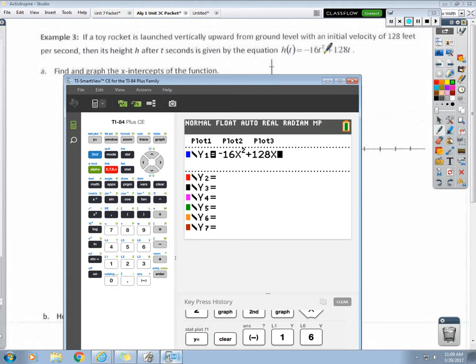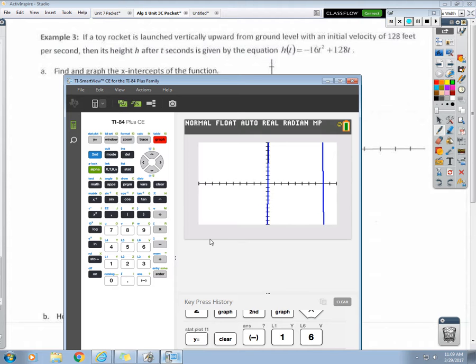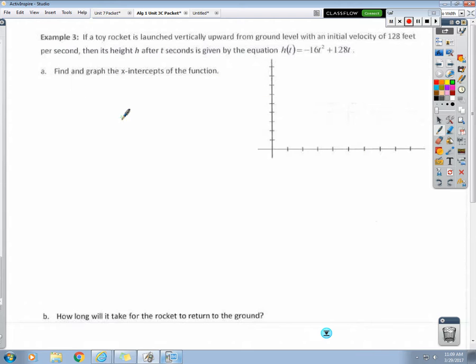It's right there, it's given. Negative 16t squared plus 128t. Then we graph it, and I see it cross the x-axis how many times? Twice. Look, once right here at 0, and over here at where? 8. Okay? So it has two x-intercepts. One of them is 0 and one of them is 8. So on your graph, you can go ahead and plot them at 0 and then 8.